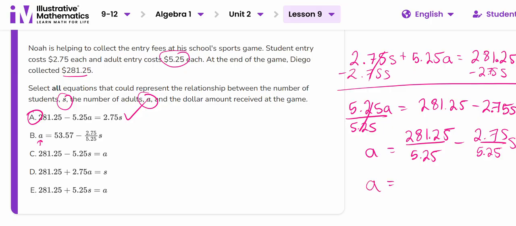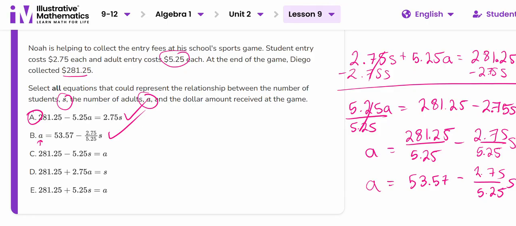So we have our a, and this term has no number, so we know that matches this term that also has no coefficient. So I'm going to pull out my handy dandy calculator. My favorite calculator is NumWorks. You can get it on your phone, but you can also have a handheld version of it. I am not paid by NumWorks, but that is my favorite calculator. And I get 53.57. Okay, we're looking good. In the second term, I'm not going to simplify because it's not simplified in our answer. And it's 2.75 over 5.25 s. And this one's good too.